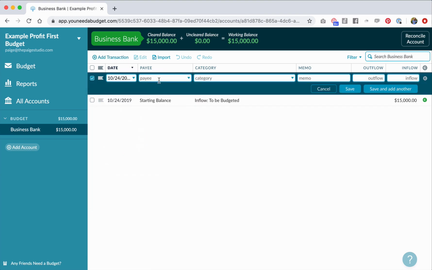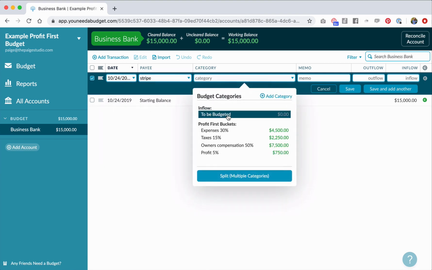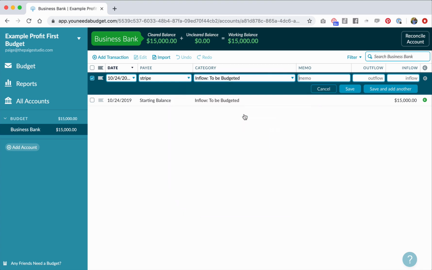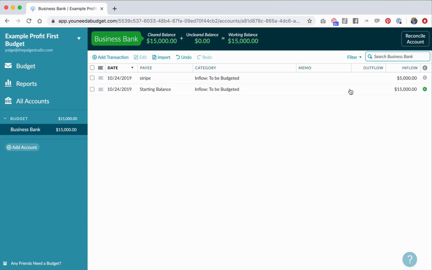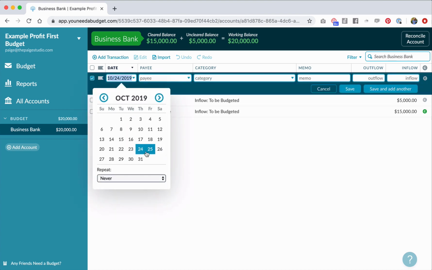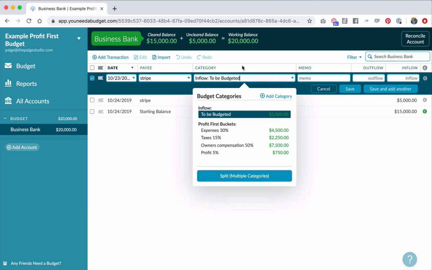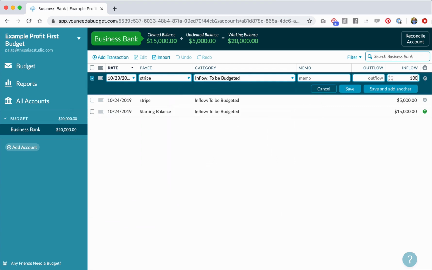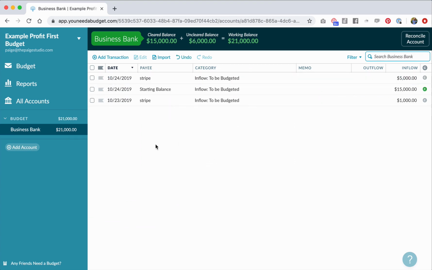Payee: normally I get paid through Stripe, so I'm going to add Stripe. Where does the money go? We're going to have money coming into the business, so I'm going to put it into the To Be Budgeted area. And then our inflow, let's say we made $5,000. And often, to be honest, you have a few transactions here. Generally you make money every day or something. To be budgeted, let's say $1,000 on that day.